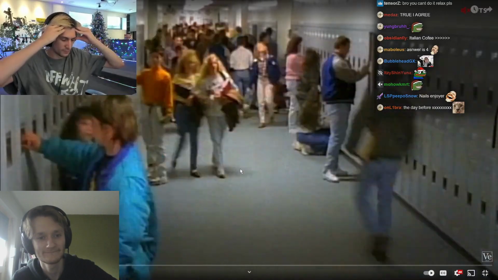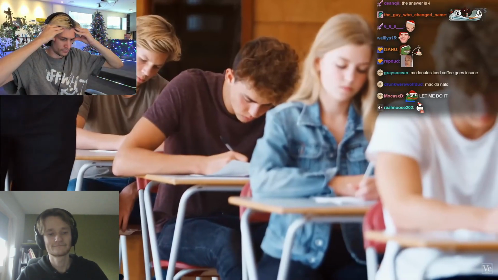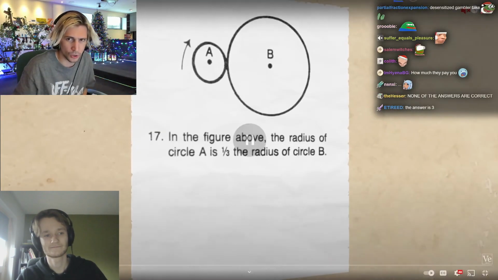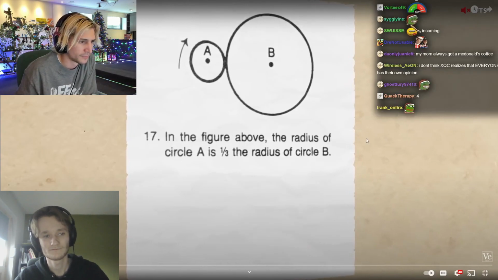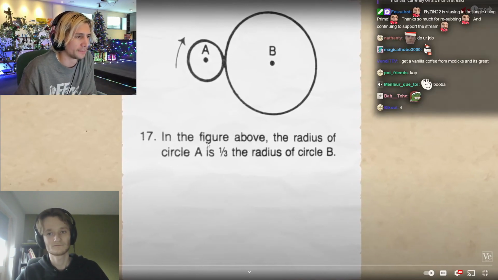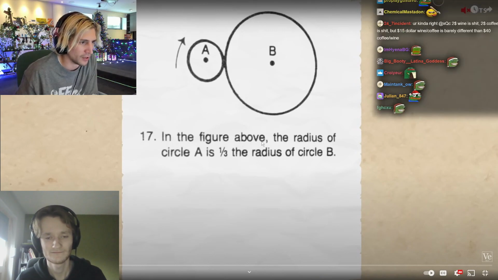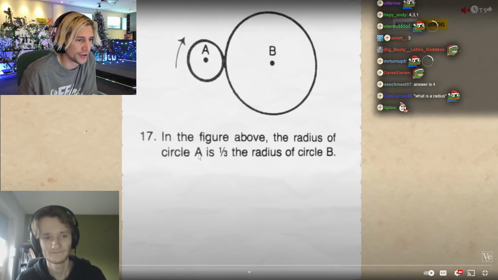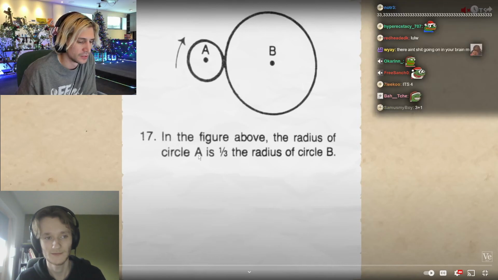In 1982, there was one SAT question that every single student got wrong. Here it is. In the figure above, the radius of circle A is 1/3 the radius of circle B. Okay. In the figure above, the radius of A is 1/3 of the radius of B. Come on, keep going.